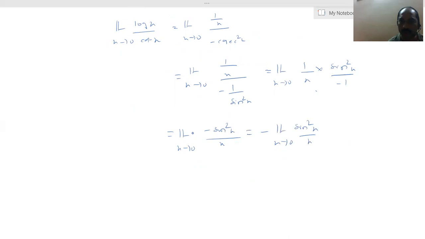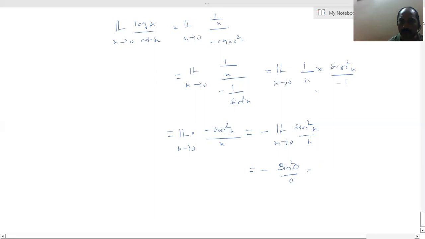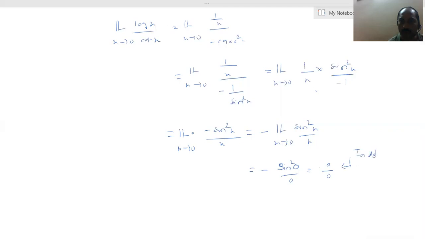Substitute the x value, or don't bother about the minus sign; you can keep it inside also. x tends to 0 means sine square 0. We get 0 by 0 form. Sine square 0 by 0, that equals 0 by 0 form. Infinity by infinity form converted into 0 by 0 form. Indeterminate.